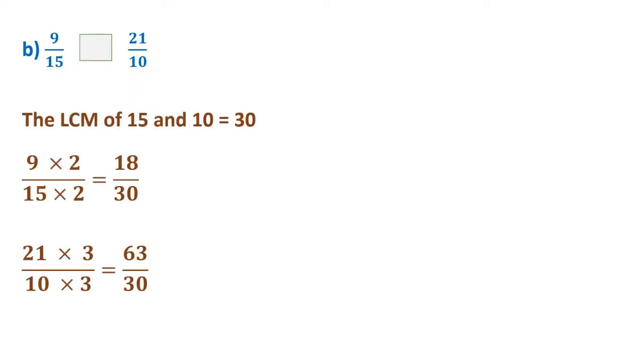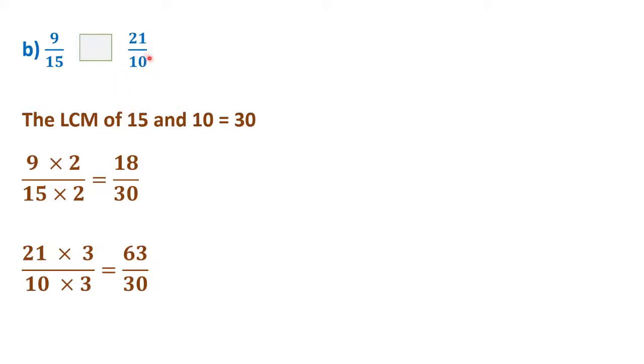So now first of all we will be finding the LCM of the denominators, that is, the LCM of 15 and 10 is 30. So now we will be making the equivalent fractions of these two with denominator 30. So 15 is multiplied by 2, we get 30, and similarly 9 is multiplied by 2, we get 18. And the next fraction is 21 by 10.